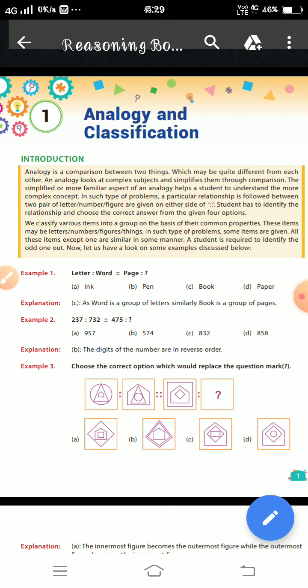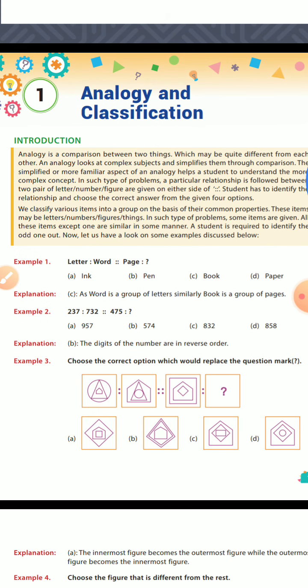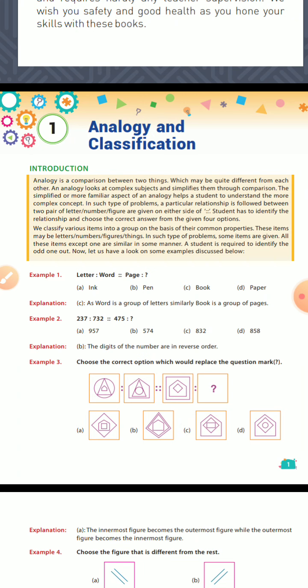That is the reasoning subject, and in reasoning we are going to study the first chapter about analogy and classification. So let me first introduce what analogy and classification are. Analogy is just the comparison between two things. In an analogy question, two things are given which are related to each other in some manner, and then another question is given, and by seeing the first two you have to identify the answer. Classification is the grouping of various items on the basis of their common properties. These items may be letters, numbers, things, or figures.